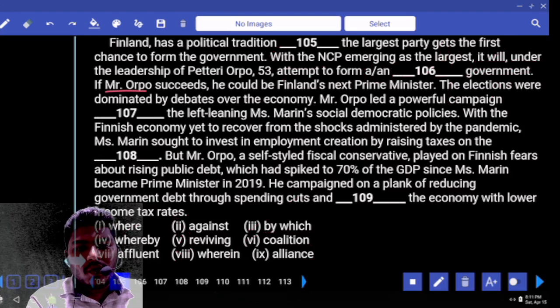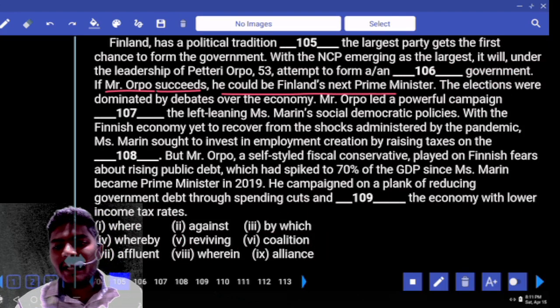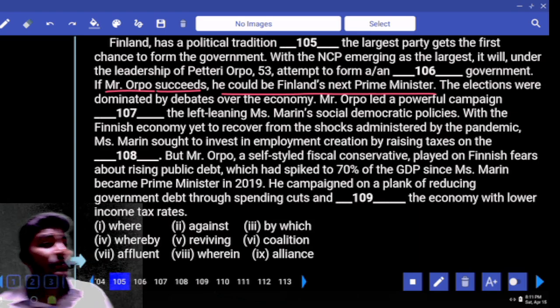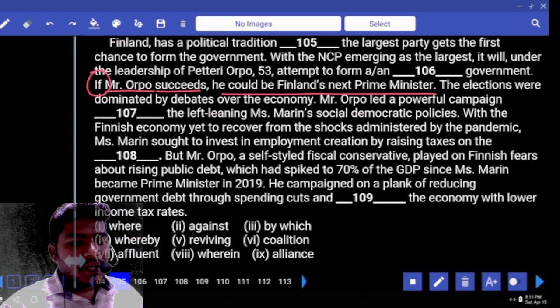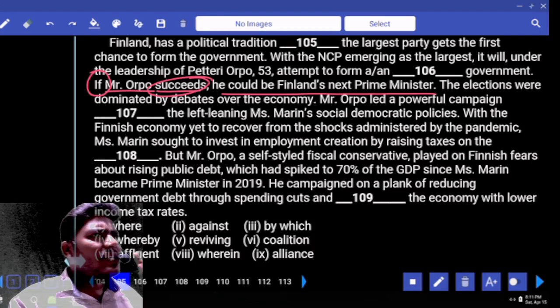Next one, if Mr. Orpo succeeds, he could be the Finland's next Prime Minister. Now look at the sentence very carefully. What is given here? If. If this fellow succeeds, why does he need to get succeeded?